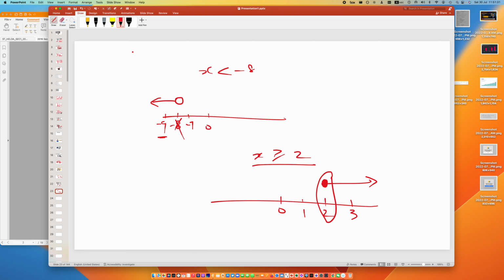If the 2 is not included, let's say there was no equal sign, what's the answer for this? Is 2 included? The 2 is not included, right? So it has to be 3. That's how you decide. Understand? Okay, good. Next.